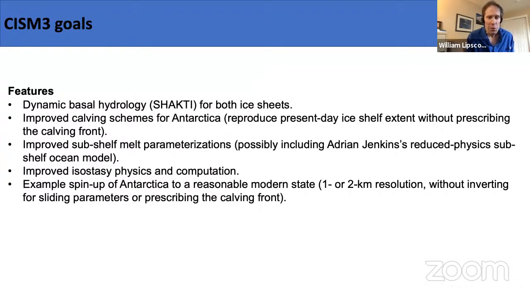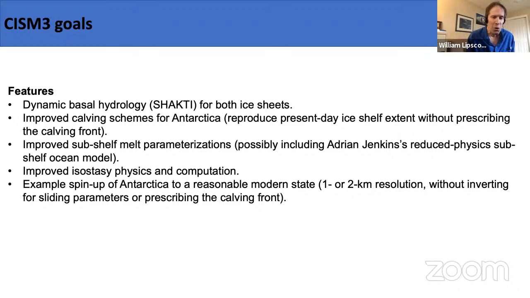We've already implemented some subshelf melting parameterizations where we have a choice of functions that convert ocean thermal forcing to a sub-ice shelf melt rate just by extrapolating thermal forcing beneath ice shelves. We'd like to do something that has more physics in it, maybe Coriolis effects or topography. And one candidate for that is a reduced physics model that's been proposed by Adrian Jenkins. The isostasy in CESM is more or less the same as it was when it was the Glimmer model some years ago. We did a sort of quick and dirty parallelization of the isostasy, but that parallelization does not scale well. So we want to look at both scalable isostasy and also a more physically realistic isostasy.